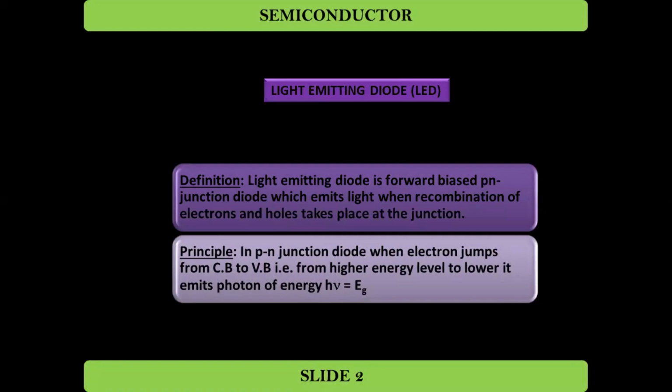Let's talk about the principle on which LED works. In a PN junction diode, we know the electron will jump from the conduction band to the valence band. Whenever I say conduction to valence band, that means higher energy level to lower level. So it is going to give out some energy, in the form of a photon in this case, and that photon energy will be represented as h nu as per Planck's quantum theory, and this h nu should be equal to the energy gap in a given semiconductor.